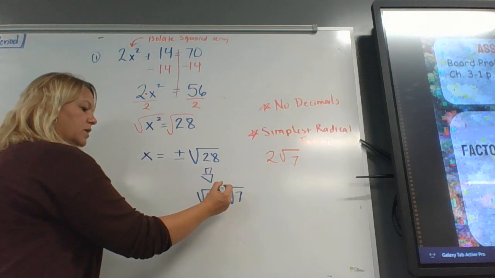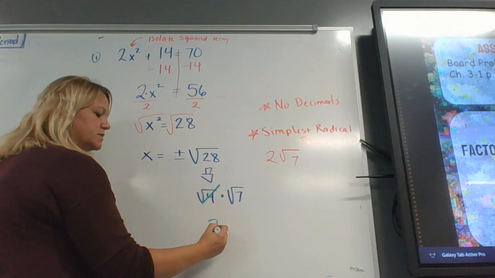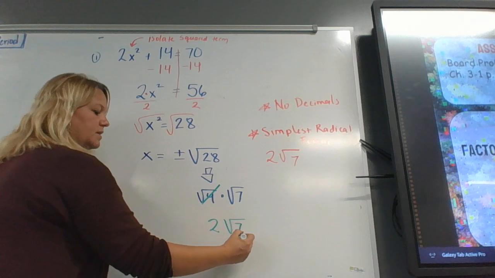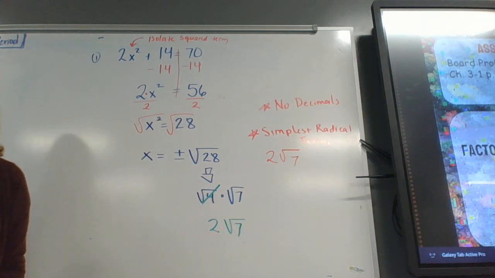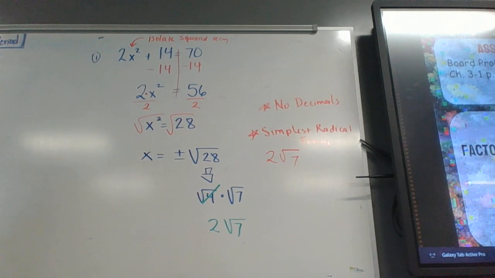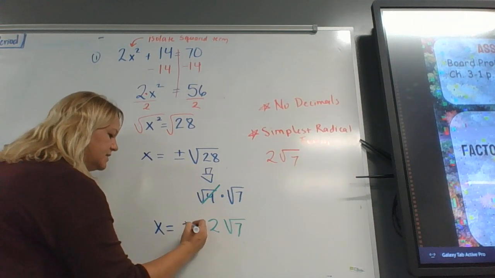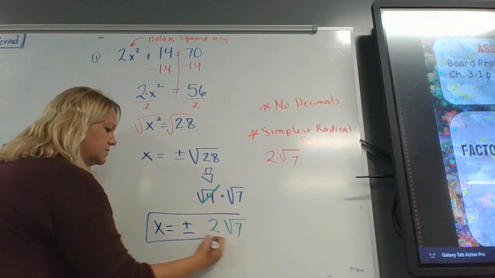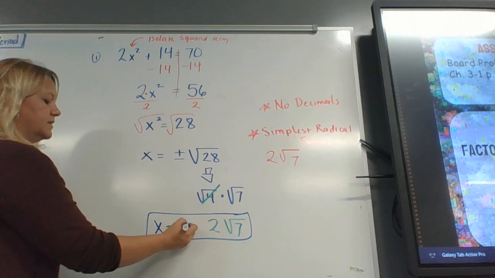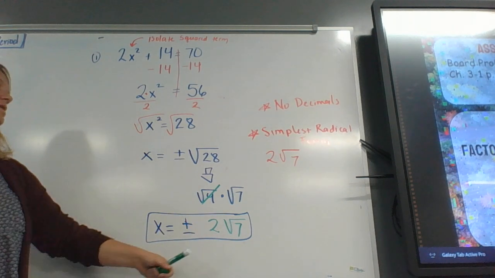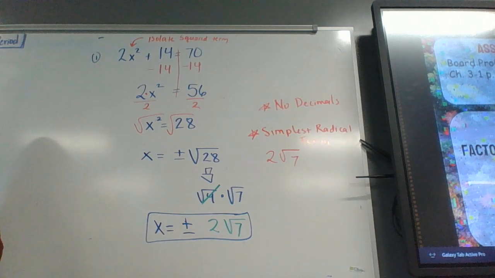The square root of 4, I'm going to go ahead and do. The square root of 4 is 2. This is what your calculator did to pop out 2 square root 7. So your best answer for full credit is x is plus or minus 2 times the square root of 7, not a decimal, but what we call simplest radical form.